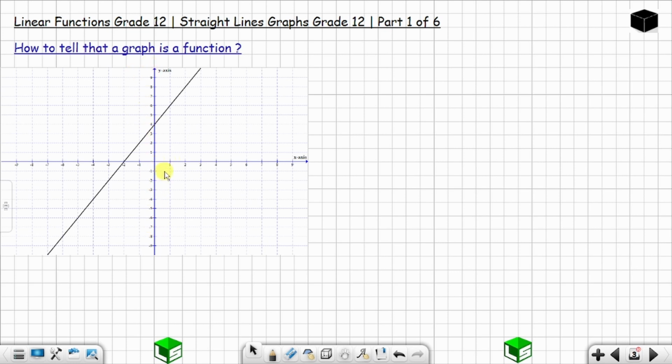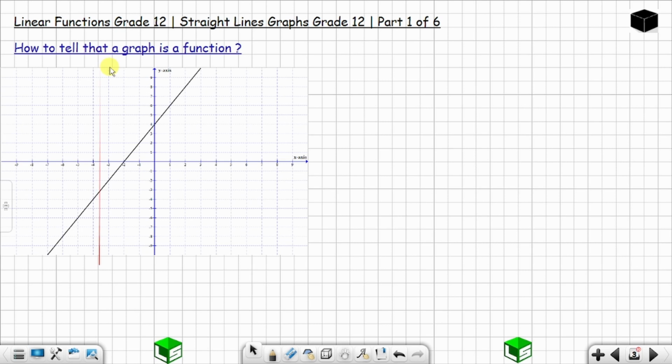For example, you can see 1 is matching up with 6 only, and 2 is matching up with 8 only. You can carry on. You'll see that each element on the x-axis is matching up with only one element on the y-axis. So this is a function. This line is a function. And there is a way to test this. For you to test if this graph is a function, you have to use the vertical line test.